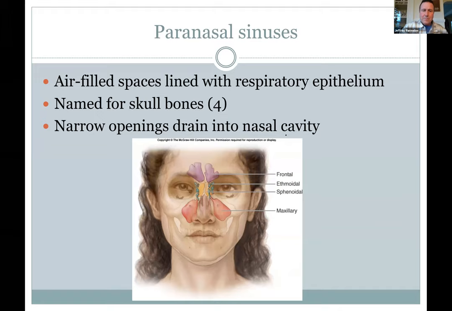And when I talked about the skull, the purpose of them is to lighten the head. It makes our voice have a certain quality, like a guitar or a violin has a resonating chamber. So it does that. The pain is that they get sinus infections because they all have openings into your nasal cavity. So infections can spread into your sinuses. They can fill up with fluid and cause pressure.